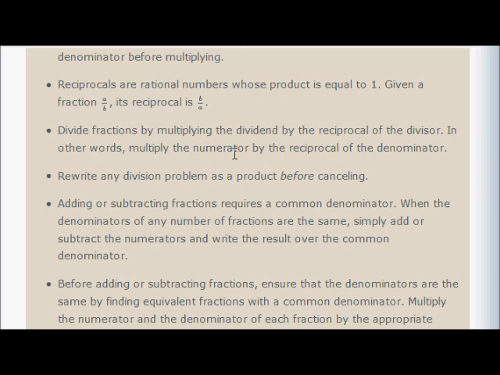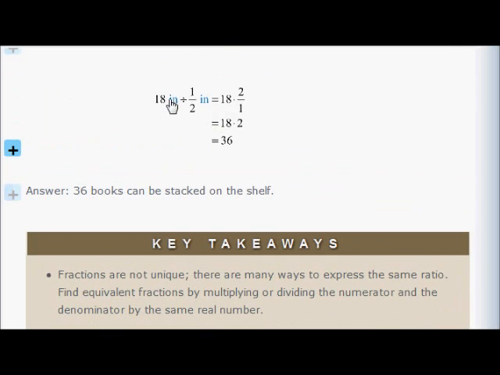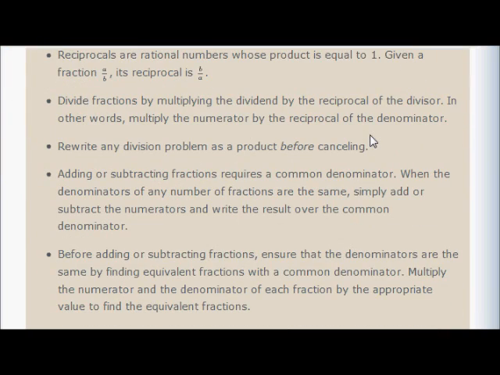Reciprocals are rational numbers whose product equals 1. So if you have a fraction a over b, its reciprocal is just b over a. Divide fractions by multiplying the dividend by the reciprocal of the divisor. In other words, multiply the numerator by the reciprocal of the denominator. Simple enough, right?